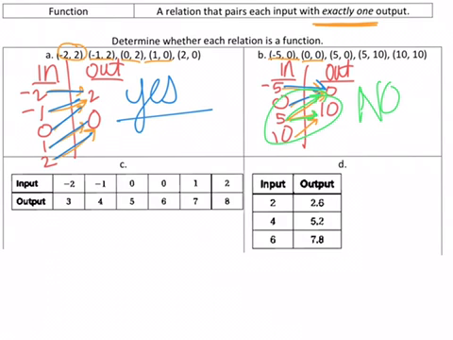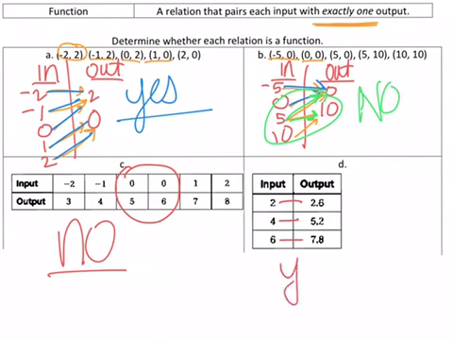So now I have C, everything's kind of put together in a table this time. So we have to make sure each input has one output. But I'm seeing a problem here. I have 0 going to two numbers, so that input has two outputs, so no, this is not a function. And then our last one, I have 2 goes to 2.6, 4 to 5.2, 6 to 7.8. Because each input has one output, yes, that is a function.